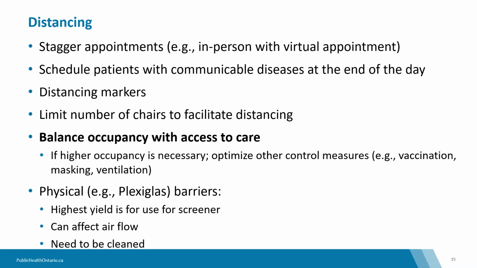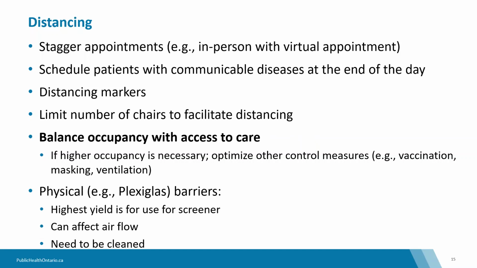So though distancing is a very effective measure, if you really need that higher occupancy, start looking at other control measures that you can optimize so you can give a little bit more leeway for having more people in your waiting rooms, or seeing more patients in your office, or booking a family all at the same time. So things you can do are to ensure well-fitted masks and to optimize ventilation and air quality.